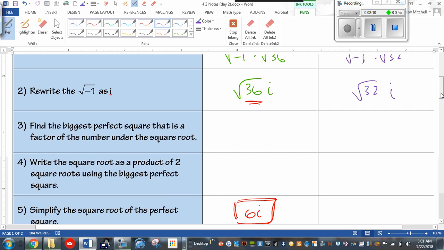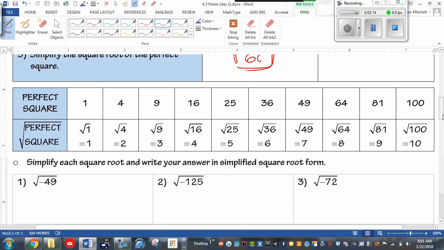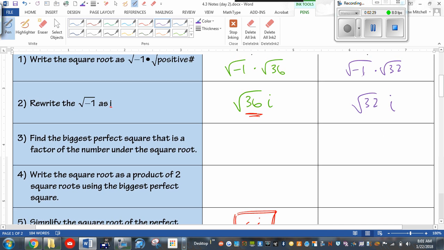Now we want to break down that 32. 32 is not a perfect square. It's not one of the numbers on our list. We want to find the biggest number on this list that goes into 32. 25 is less than 32, but doesn't go in there nicely. 16 goes into 32 twice, so this is going to be the number that we use to break this up.